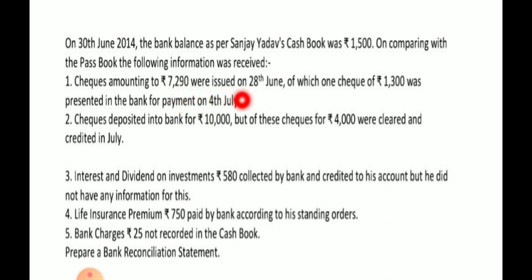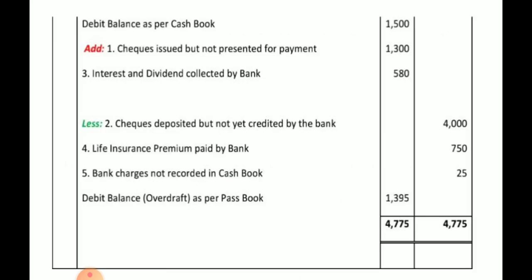First is checks amounting to 7,290 were issued on 28 June, of which one check of 1,300 was presented in the bank on 4th July. So every end of the month you prepare BRS, or you are preparing it on 30th June, okay, but the check of 1,300 was presented on 4th July. So this will not be recorded in the cash book, and because of this we have to increase the cash book, right?